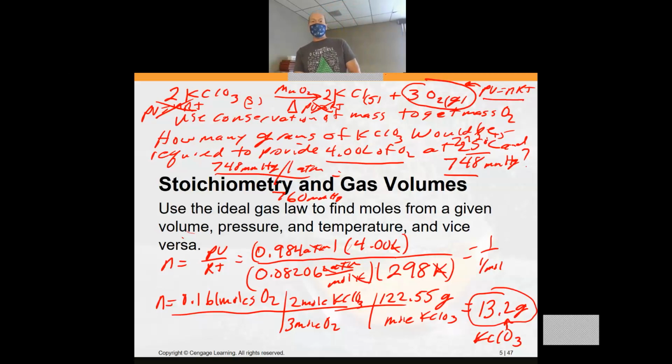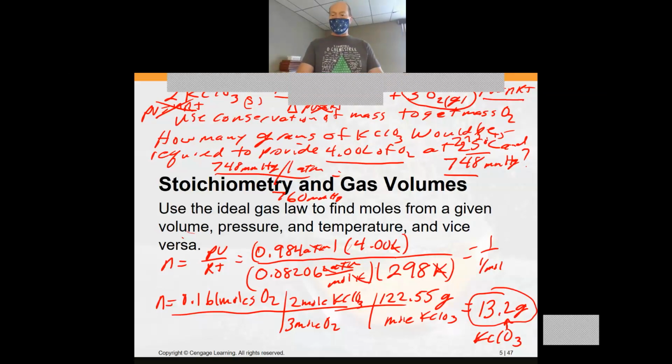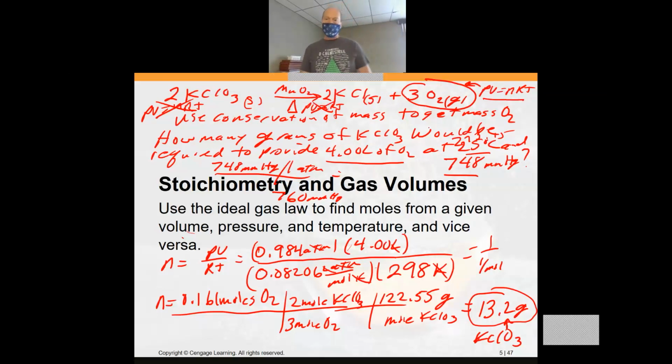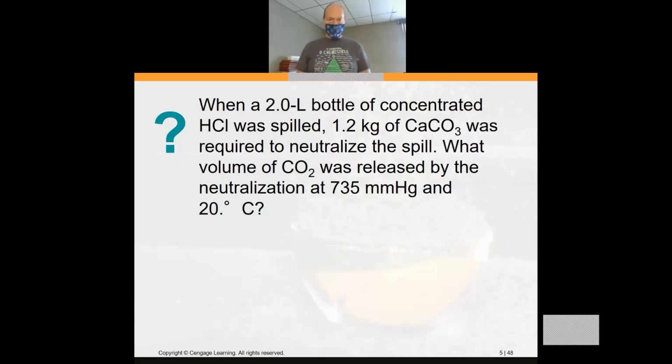Again, you can't do a volume ratio because they're not all gases. So we use the ideal gas law to find moles, and we use the mole ratio. So we are going to use stoichiometry using gases. Another example: when a 2-liter bottle of concentrated HCl was spilled, 1.2 kilograms of calcium carbonate was required to neutralize the spill. What volume of CO2 was released by the neutralization at this pressure and this temperature?